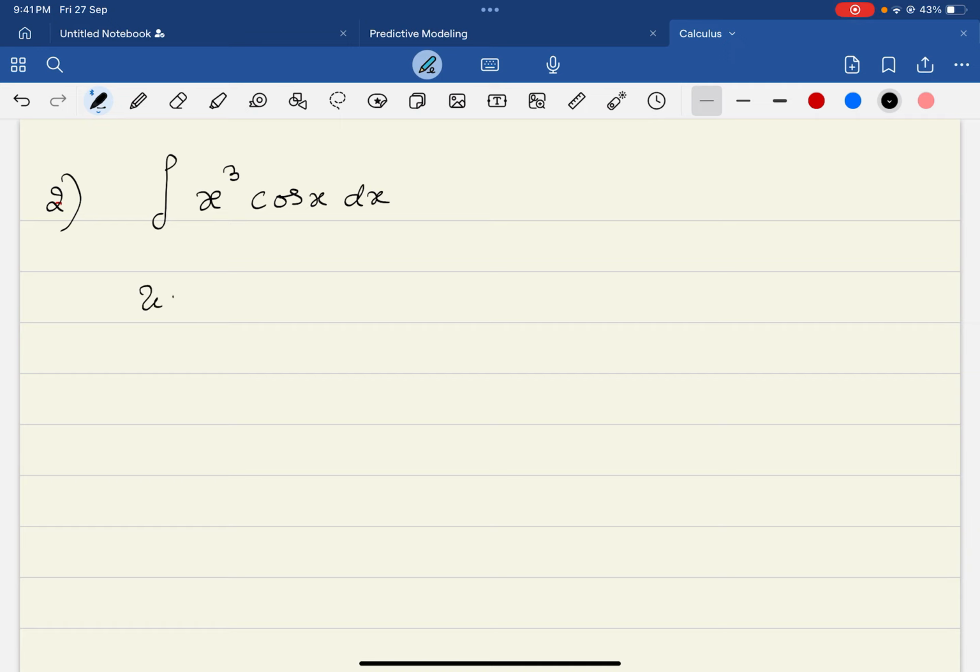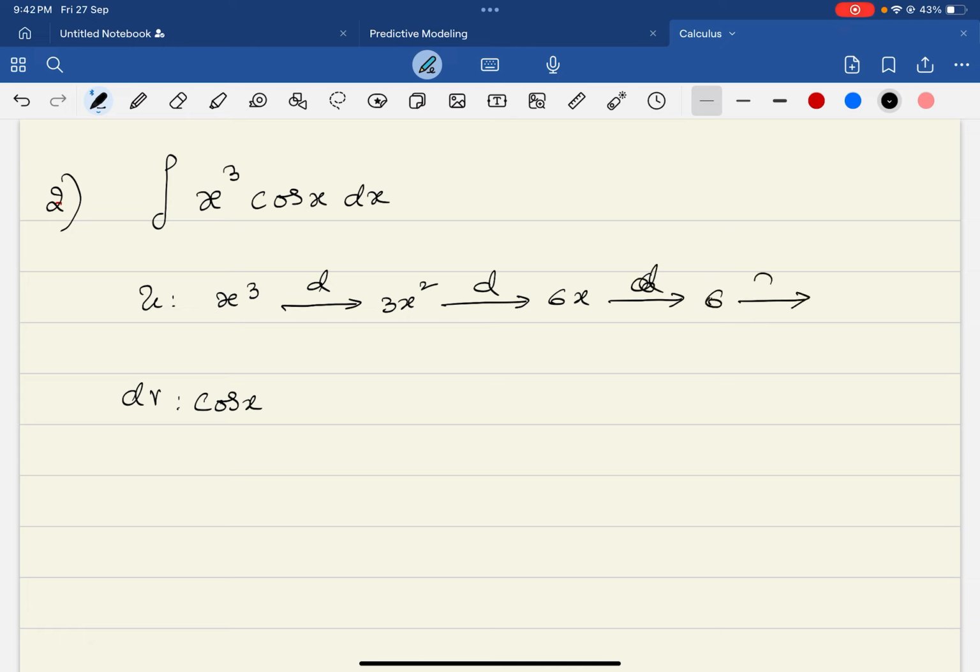So what is u here? u is x cube. And what is dv? Let us rewrite this. dv is given by cosine x. Now x cube derivative is 3x square, its derivative is 6x, its derivative is 6, its derivative is 0.